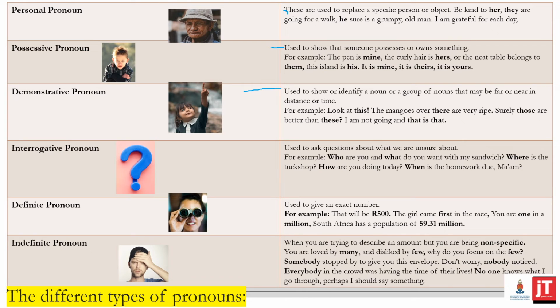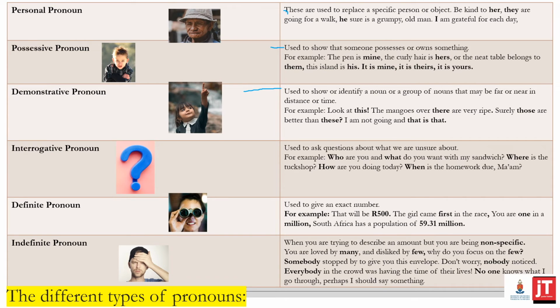For example, look at this. Not look at this plane, because then it would be an adjective. It's look at this. It stands alone. Okay, it is replacing the noun. So it's not look at this apple, it's look at this, and she's pointing at an apple. So subtle, the difference, but it really, it is very important that we know the difference.